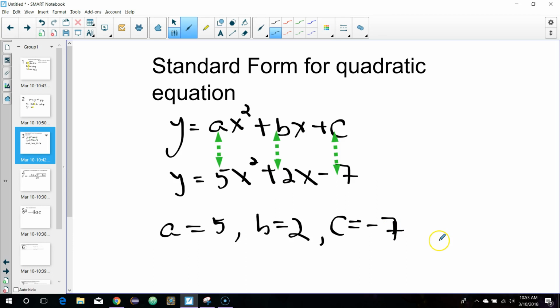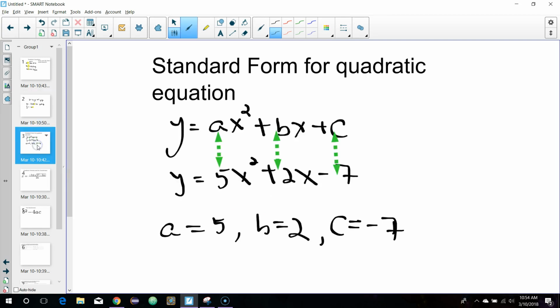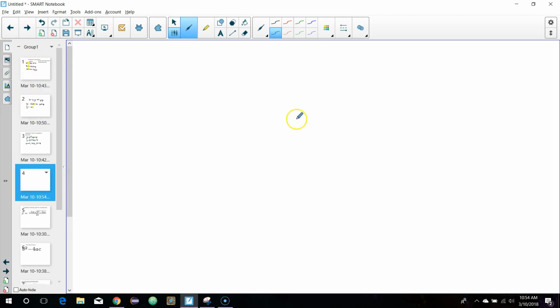Okay, so sometimes your equation may not start with the standard form. Like one of the examples I gave earlier, this is not in the standard form because x squared should be the very first term, and then we'll have x, and we'll have the 7 at the end. So we may have to rearrange this. Alright, we have to rearrange things. So let's give you an example. So let's say I have something like this.